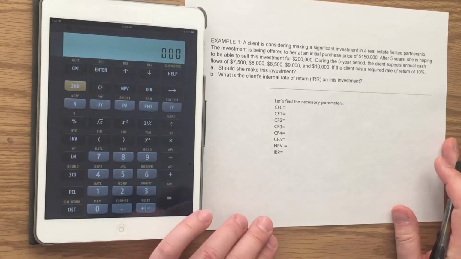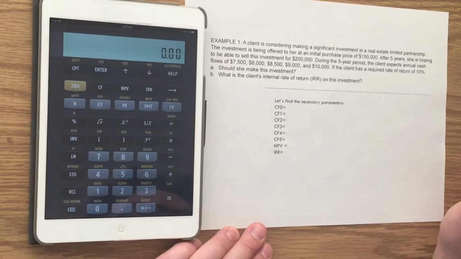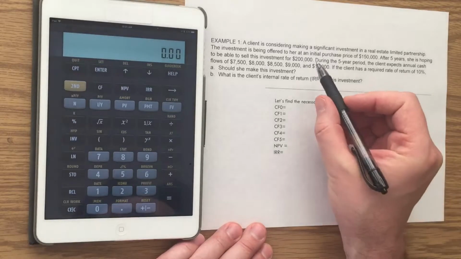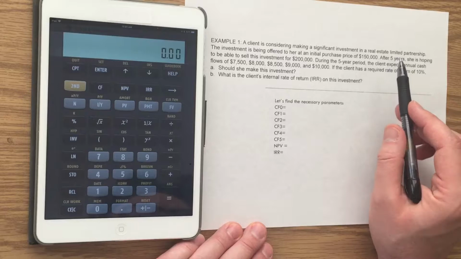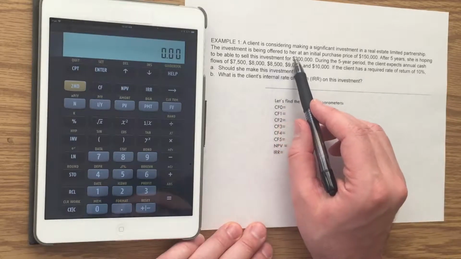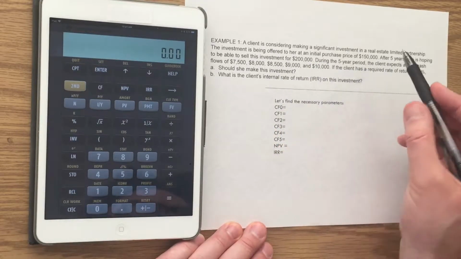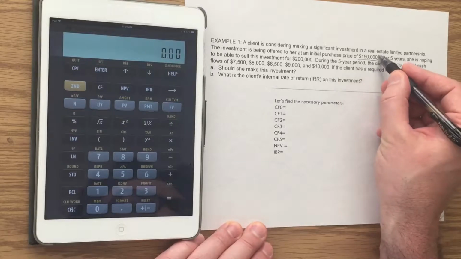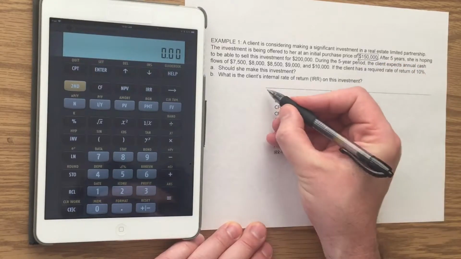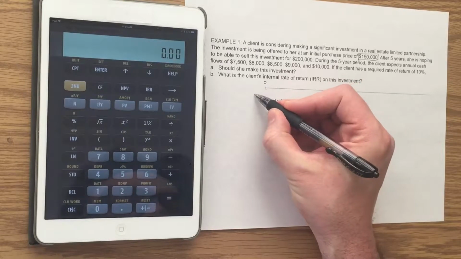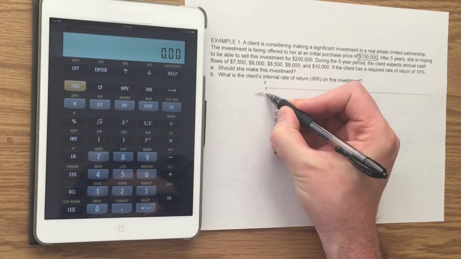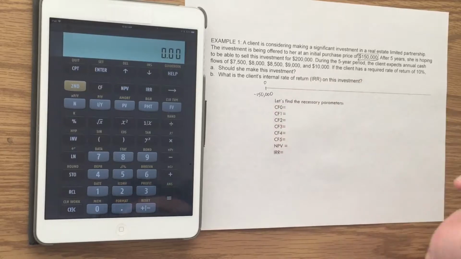So before dealing with the question, as always, let's just draw the timeline because it helps us understand the question easily. There's a client who is making an investment in a real estate limited partnership, and the investment is being offered to her at the initial purchase price of $150,000. So it's an outflow. At time zero, she's going to make an investment of $150,000. That's why it needs to be minus, because it's an outflow.